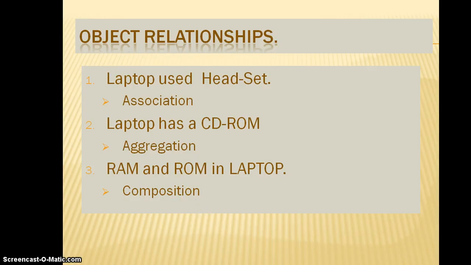So what are the uses and when we have to use association, aggregation, composition when defining the object relationship? We will be discussing later when we go into the practical sessions.